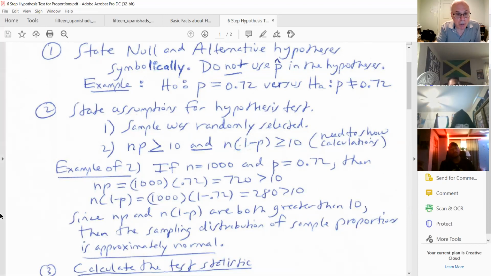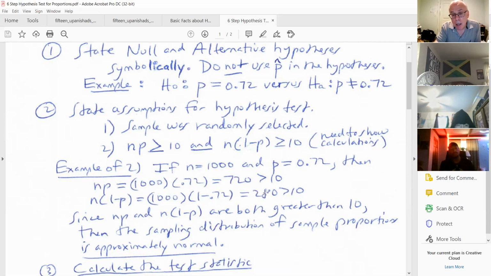All right. So in this example here, n is 1,000, p is 0.72. You calculate n times p. You calculate n times 1 minus p. Notice that np plus n times 1 minus p add up to 1,000. Makes sense, right? There are 1,000 people in the survey. Both of these numbers are bigger than 10.